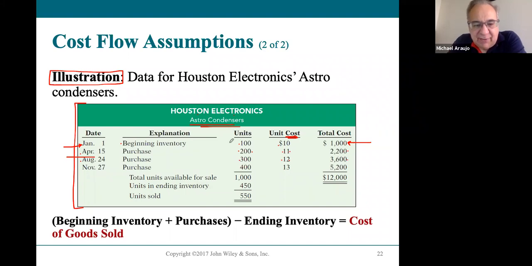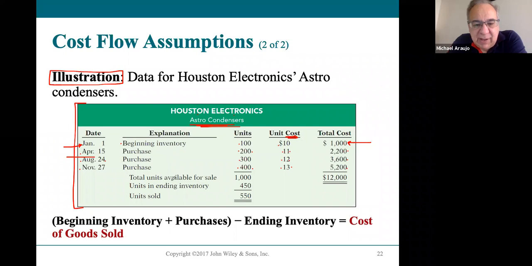And look, if you stopped at August, they had 600 of these Astro condensers, and they ended up forking out $6,800 worth for inventory. That's what they had for inventory at that time. Lo and behold, at the end of November, they went out and bought 400 more. Apparently, Astro condensers make awesome stocking stuffers. Here they're $13 apiece. Again, every time they buy more inventory, the cost of each of these units goes up. So they end up forking out $5,200 for this inventory purchase.